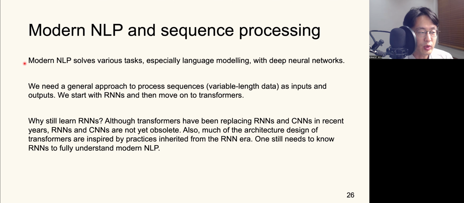In modern natural language processing, a wide range of natural language tasks, including language modeling, is solved using deep neural networks. To do this, we need a general approach to process sequences which are of variable length, both as inputs and outputs.